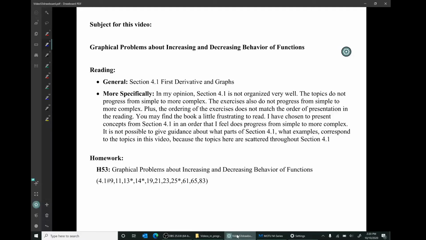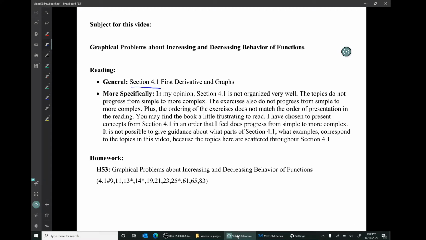Hi, I'm Mark Barsamian. In this video, we'll start discussing the increasing and decreasing behavior of functions, and we'll take an approach of studying functions given by graphs, not by formulas. This material is from section 4.1.